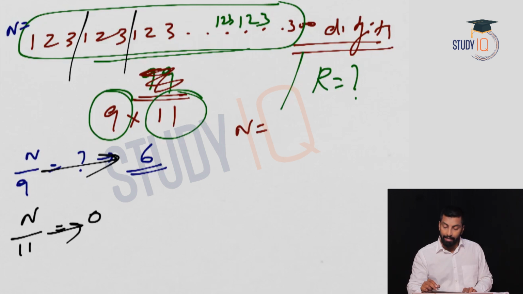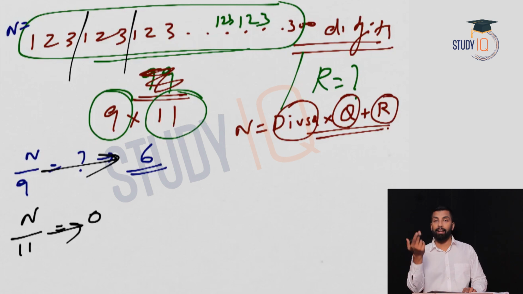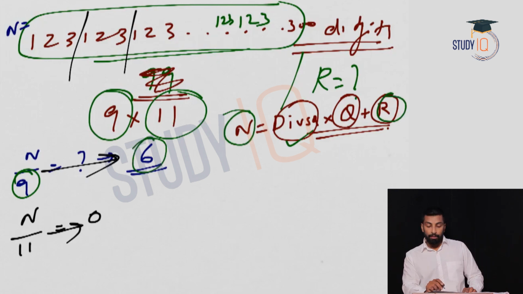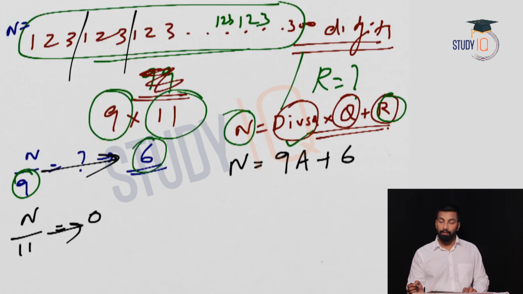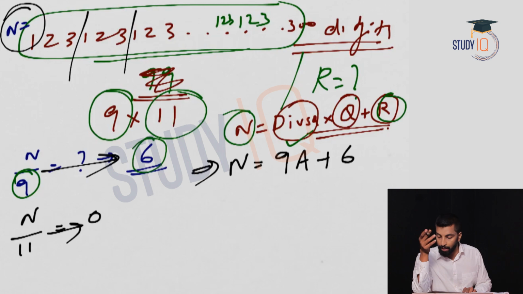The number I can write as divisor times quotient plus remainder, right? If I know the divisor, the quotient and the remainder, I can write it. Now here I know the divisor, in this case 9. I know the remainder, 6. I know the number also. So how can I write it? I will write it as N. The number is equal to 9a plus 6, where the divisor is 9 and I write the quotient as a. I know the remainder is 6. So this given number I can write like this. When you divide by 9, you get a quotient, but the remainder is 6. The quotient is not important for me.